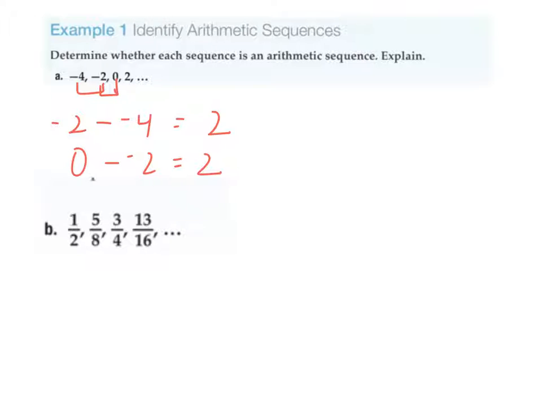And if I do it for the next one, 2 minus 0, I get 2. If the differences are exactly the same in the sequence, then it is an arithmetic sequence.